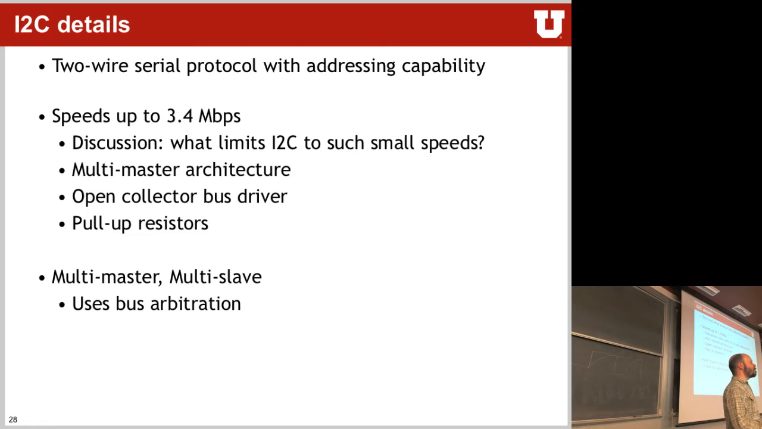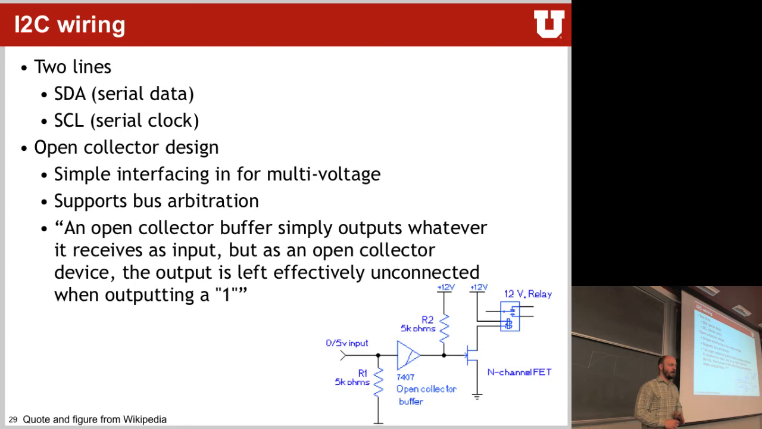The other thing is you can have multi-masters. So there's not just one master on the bus. There can be multiple masters, and you can have multiple slaves. And the protocol becomes a lot more complicated, because now you have to have bus arbitration, which we'll cover in a second. All right. Any questions so far with I2C?